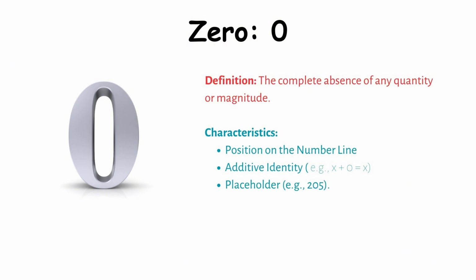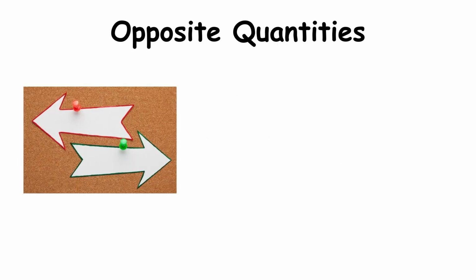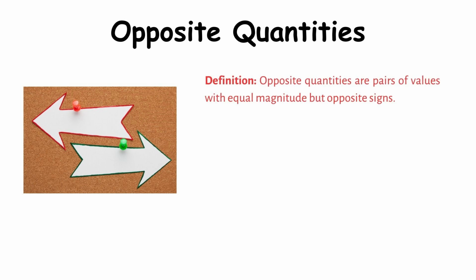Placeholder. In decimal notation, 0 serves as a placeholder, indicating that certain values do not contribute to the overall value. For example, in 205, the 0 signifies there are no tens. 0 plays a fundamental role in mathematics and everyday life. It represents the absence of quantity, serves as a critical reference point on the number line, and facilitates various mathematical operations.